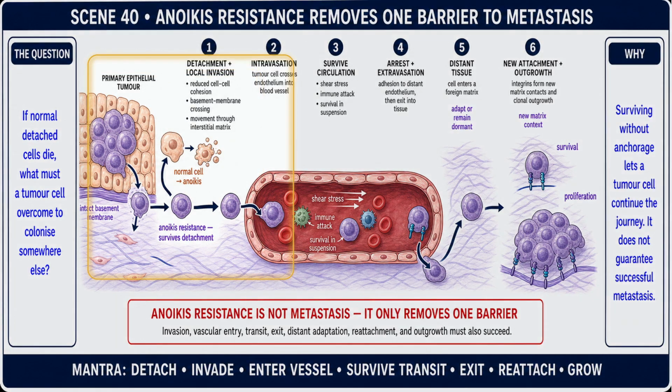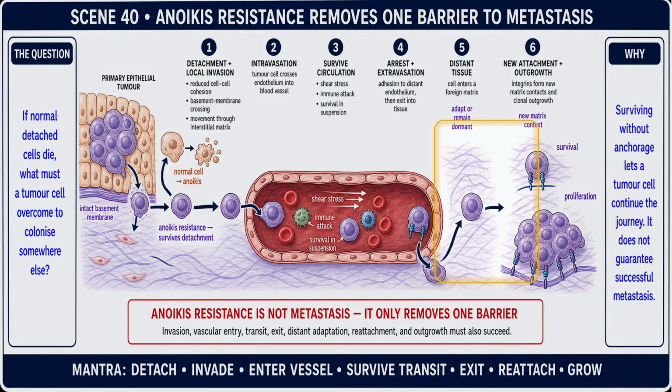First, the cell must lose enough local cohesion, cross the basement membrane, and invade the interstitial matrix. It must then intravasate through endothelium into a blood or lymphatic vessel. In circulation, it faces shear stress, immune attack, and the absence of its original matrix. Anoikis resistance helps with only part of that challenge.